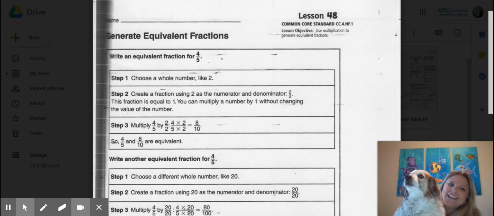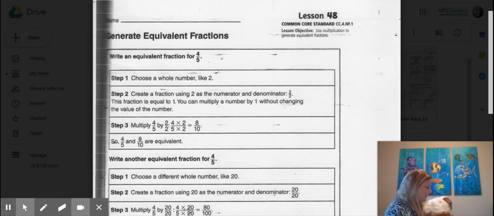Can you say hi? She's shaking. She's like, what is going on? I'm going to go ahead and put her down and we'll get started on our math lesson.